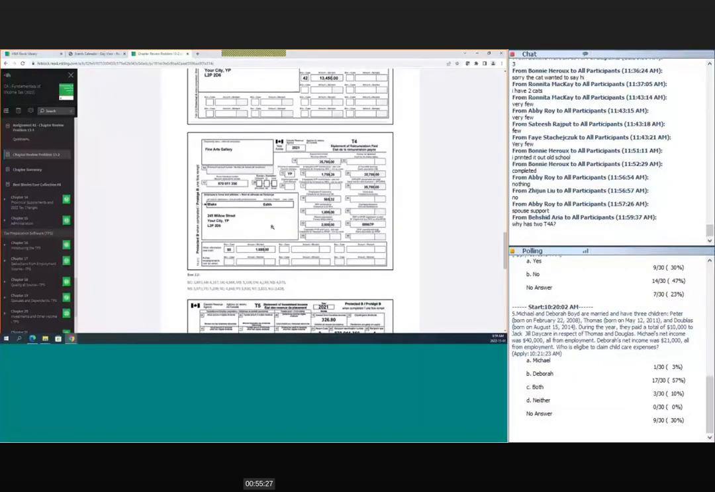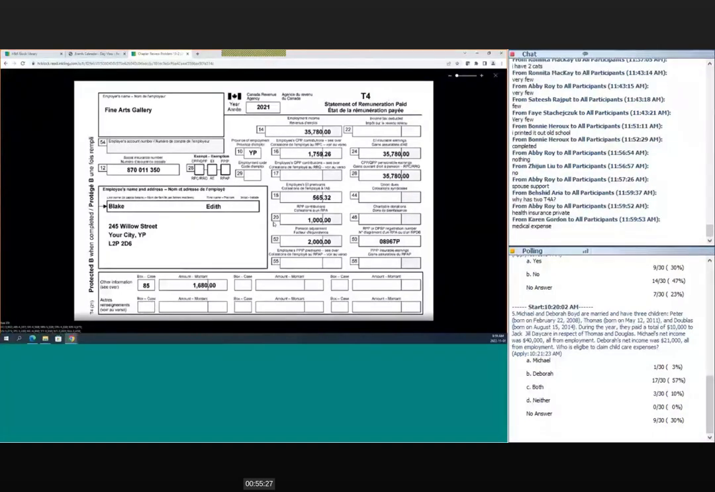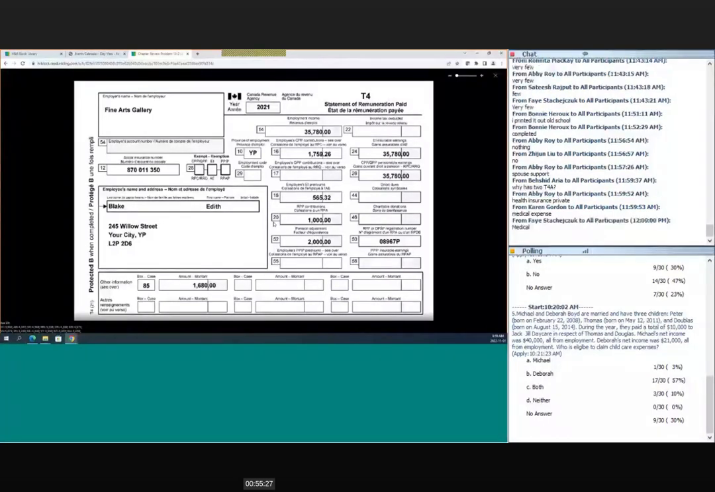What about this box here? What does box 85 on the T4 represent? I'll answer the question in a moment in chat. Let's focus on Edith. What is box 85 of the T4? That's true, it's premiums that she's paid. So this is considered a medical expense.